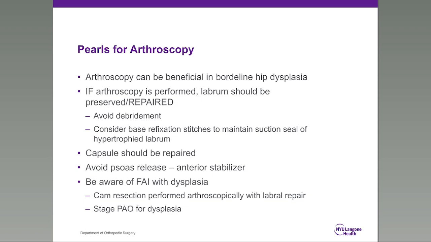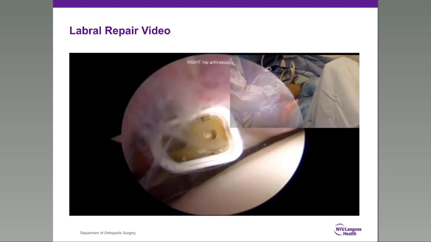So arthroscopy can be very beneficial. If it's performed, you have to preserve the labrum, avoid any debridement, and consider base refixation stitches to maintain the suction seal of a hypertrophied labrum. The capsule needs to be repaired. Don't touch the psoas. It's an anterior dynamic stabilizer of the hip. And be aware that there are patients with FAI on top of dysplasia. You can have a cam lesion in a patient with a shallow socket. So it's okay to consider arthroscopy and PAO in certain patients.